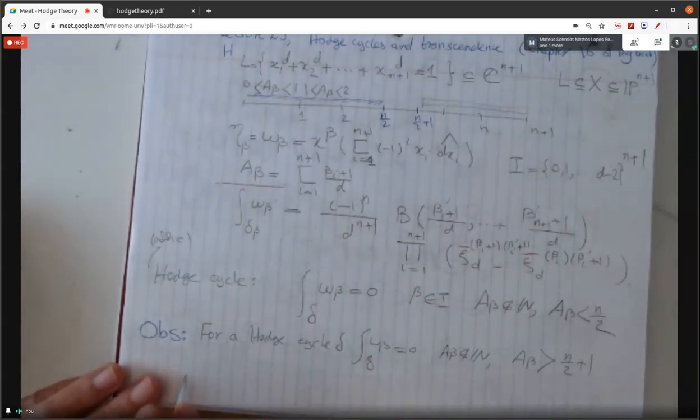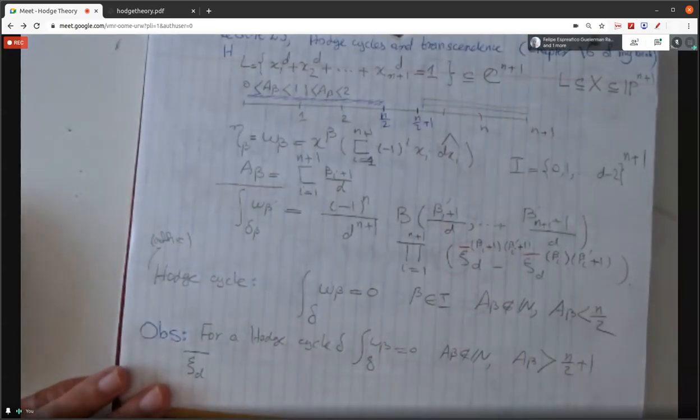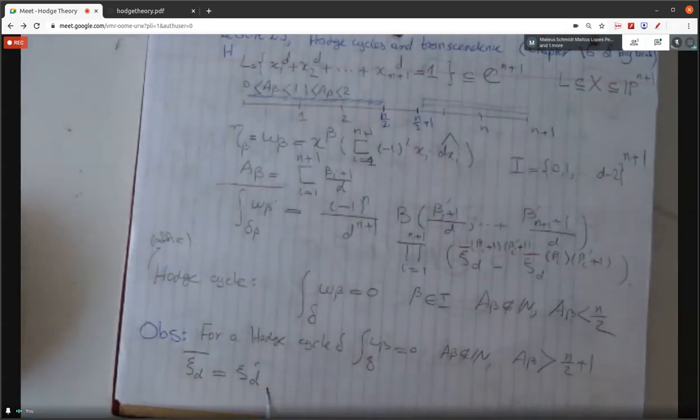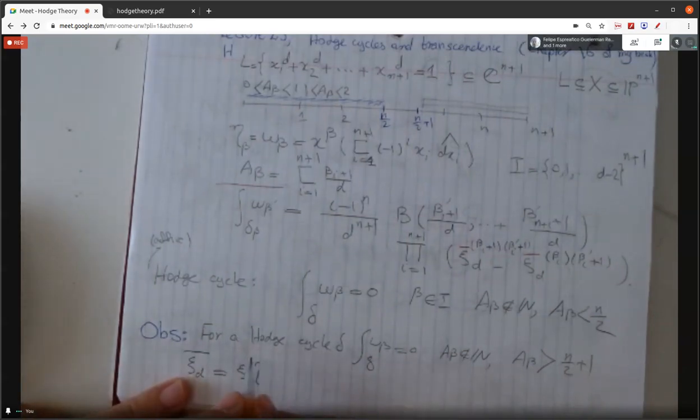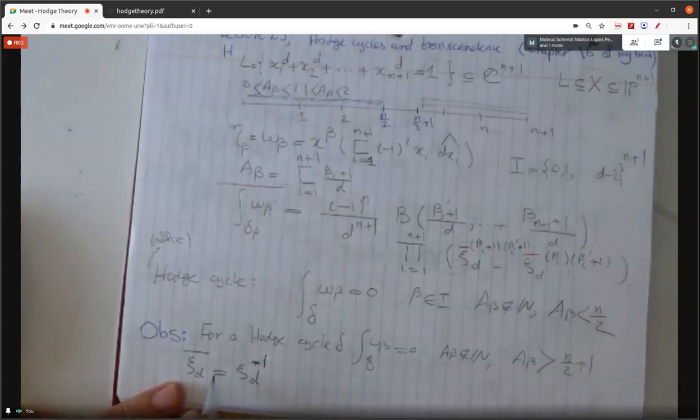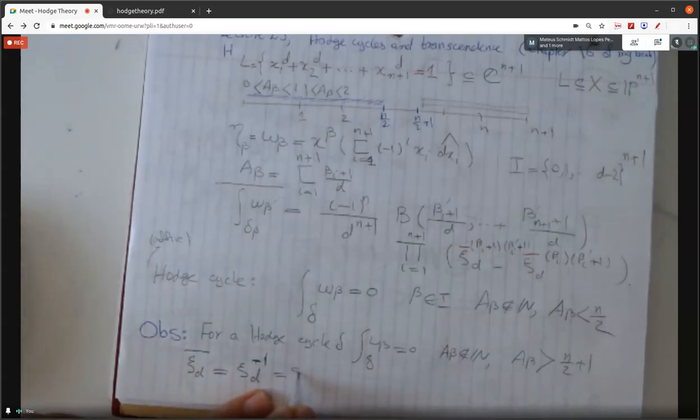But the point is that zeta d bar is what? It is zeta d to the minus 1. Let me see, because zeta d is of norm 1, and this is zeta d to the minus 1. This is, zeta d is the root of unity.